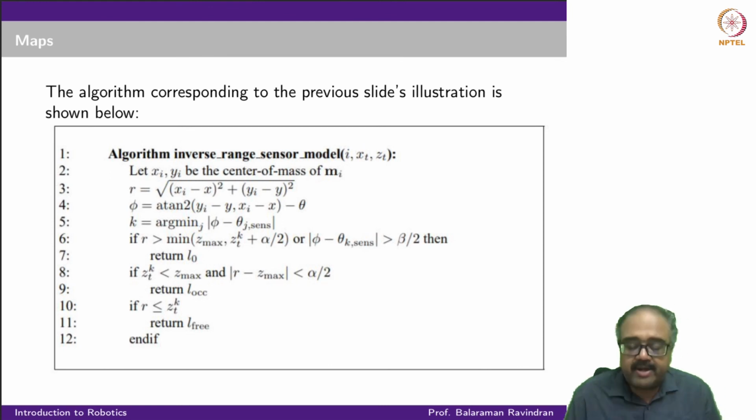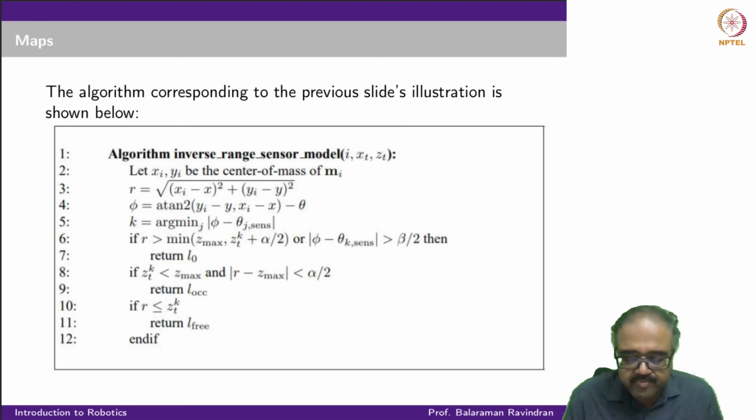This is an algorithm taken from the book, and there's an error in the book itself. So here you should read that as: I have detected an obstacle that is within the maximum range of the sensor, and the distance of the cell is within the obstacle thickness of this distance, in which case I would say that it is occupied. So this should be z_t^k. Or if it is less than z_t^k, then I'm going to say it is free.